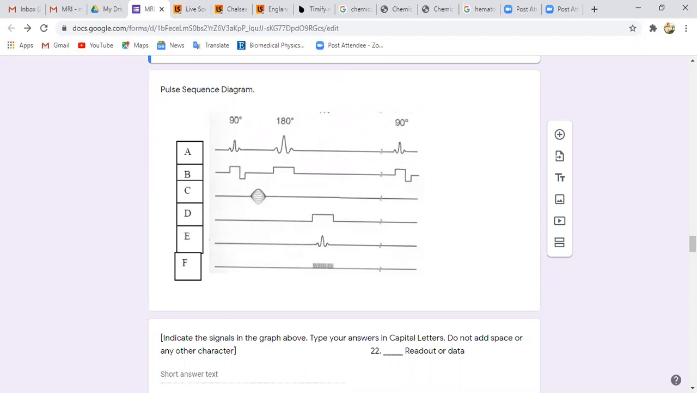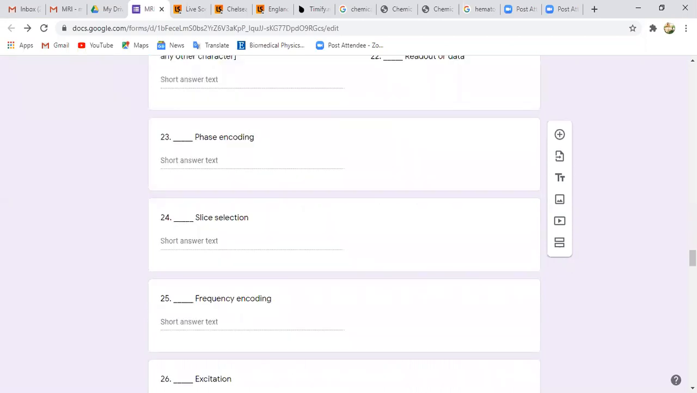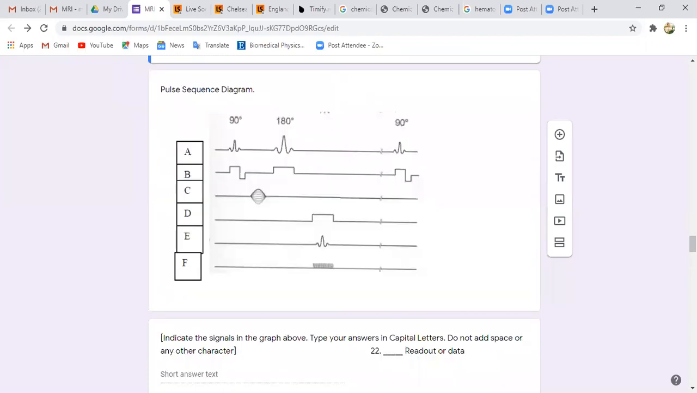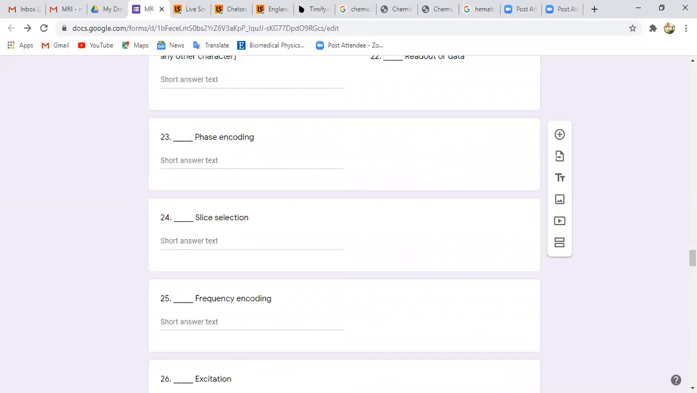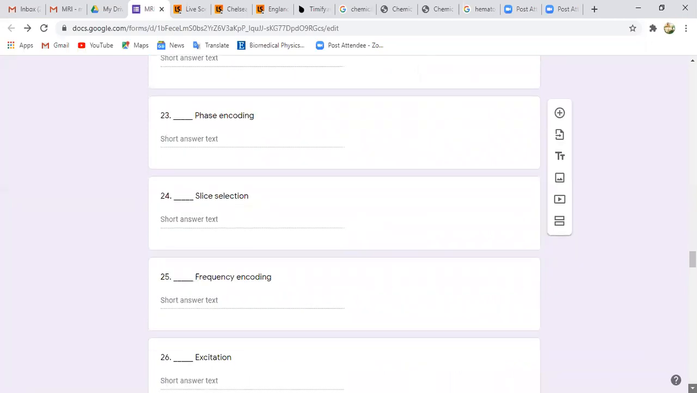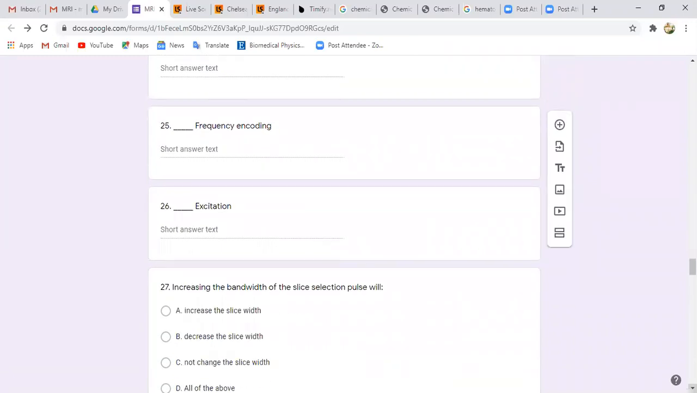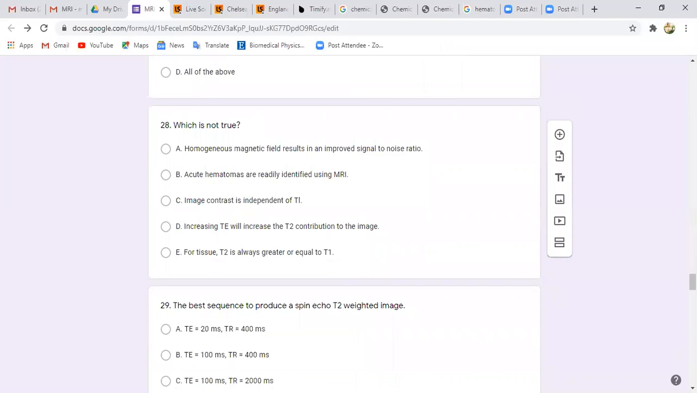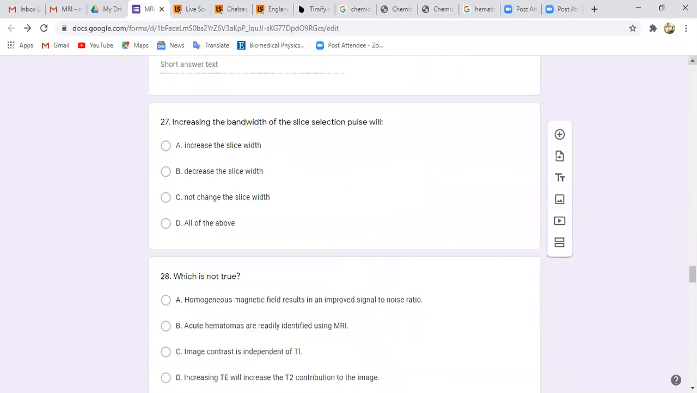So that's about questions 23, 24, 25, 26. Question 26 is actually this excitation pulse, A, the signal excitation. Question 27: increasing the bandwidth of the slice selection pulse will give rise to what? Increased slice thickness. Yes, slice thickness will increase.